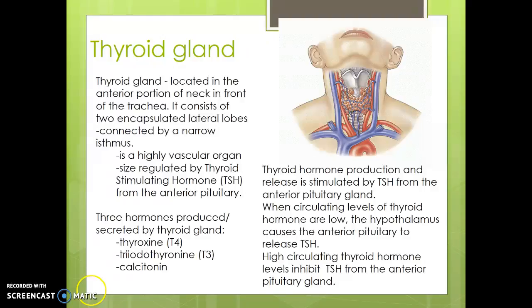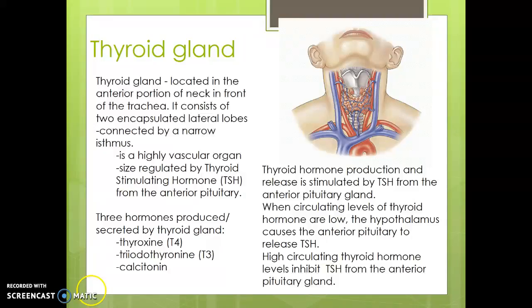The thyroid gland, in response to that, does produce and secrete three different hormones, and that is thyroxine or T4, triiodothyronine, T3, and then calcitonin. And so the interesting thing is when there are circulating levels of thyroid hormone that are very low in the body for some reason, the hypothalamus causes the anterior pituitary to release thyroid stimulating hormone.